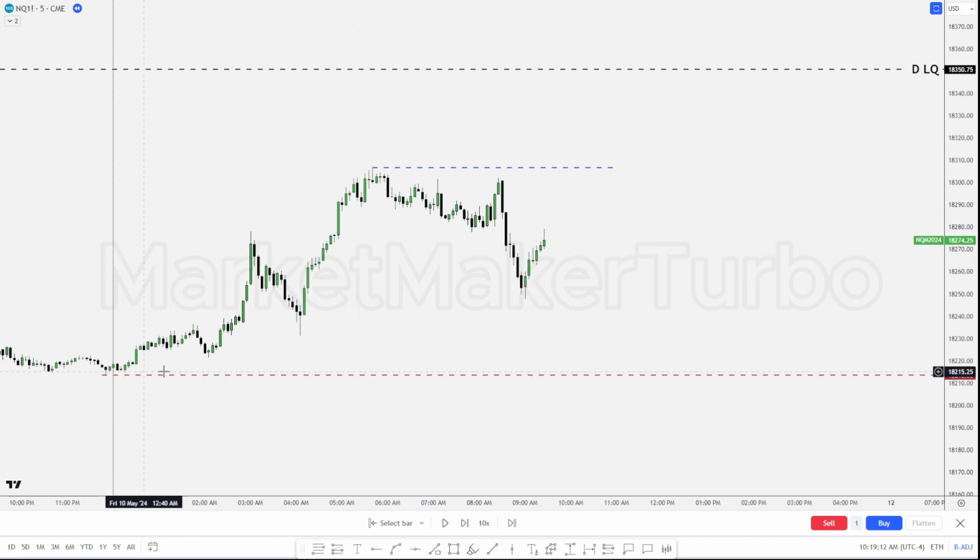So we see sell side. We have a higher time frame liquidity, and we also have this pool. So it makes sense for price to stab up in there and then come down. And I have some evidence for that.